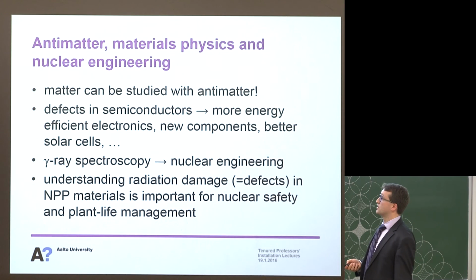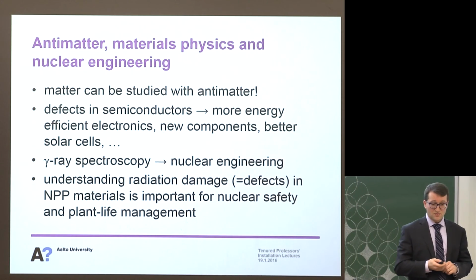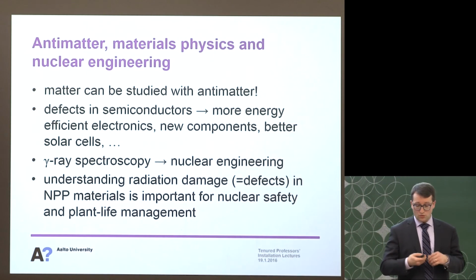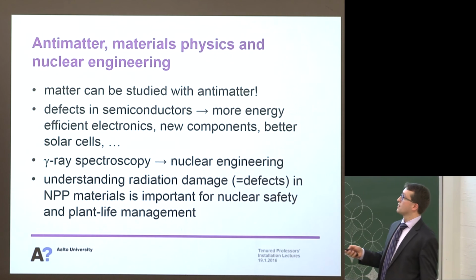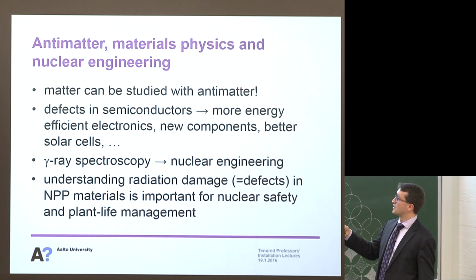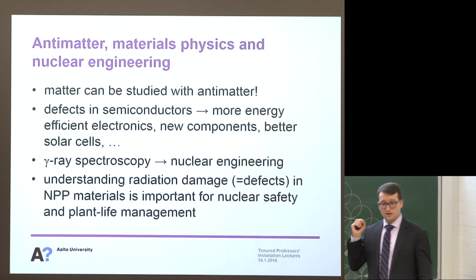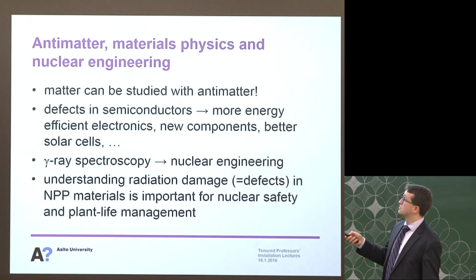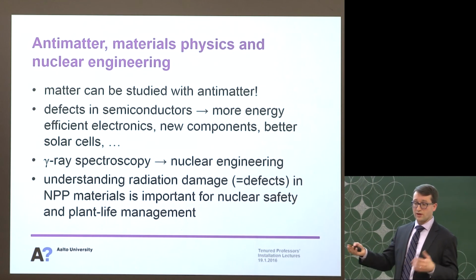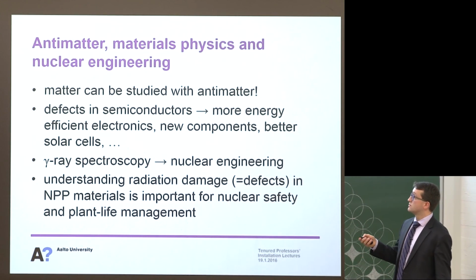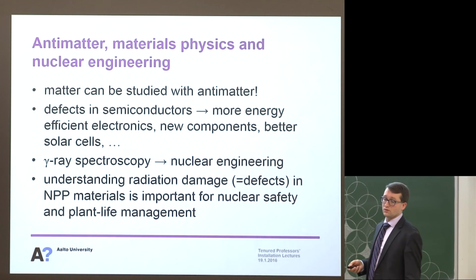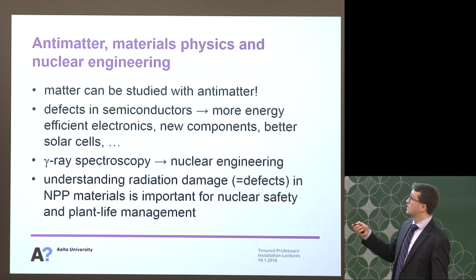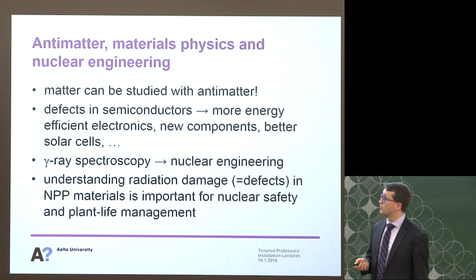So, what about nuclear engineering? That's the one word I haven't said anything about yet. So I've been explaining how these material studies work, what we want to find out, how we do it, and the main take-home message from that, I'd say, is that matter can be studied using antimatter. Positrons are antimatter. Defects in semiconductor-like materials, silicon, gallium nitride, diamond, by understanding and controlling them, what you can then contribute to is making better electronics, new components.